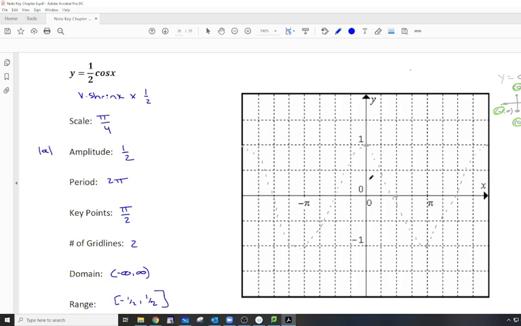The biggest difference is instead of starting at 1, you start at 1/2. Then you still go through 0. You go down to -1/2, back up to 0, and then up to 1/2. So that's one cycle of my cos x graph. And then to the left, same thing. Same 0, but now I only go down to 1/2. Back up to 0, and now I go up to 1/2. And that's my y equals 1/2 cos x graph.